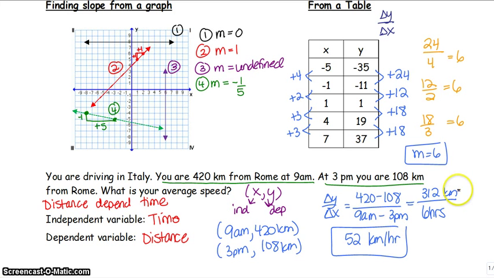It's always your top label over your bottom label. If you don't have kilometers per hour, you're not going to get full credit. You have a word problem. Whenever you have a word problem, you must have labels. Very, very important. Alright, that's it for today.